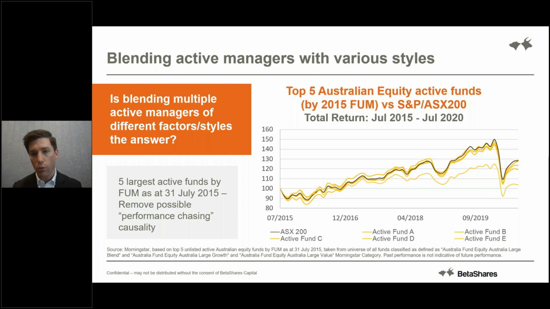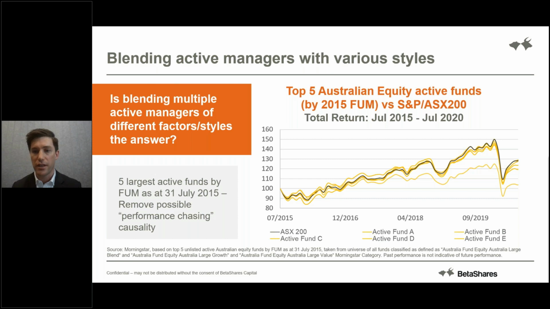So I had a look at this, and one way that a lot of investors will approach this problem is that they'll blend, say, 4 or 5 active managers to reduce the impact of any single manager having underperformance. And I wanted to test this approach and look at what SPIVA concludes and see whether I believe it stands up to the test. And I did that by looking at the 5 largest Australian equity funds from 5 years ago, and testing their performance over the subsequent 5 years.